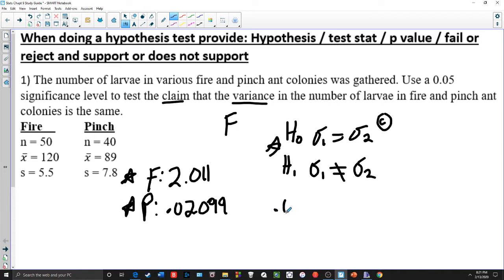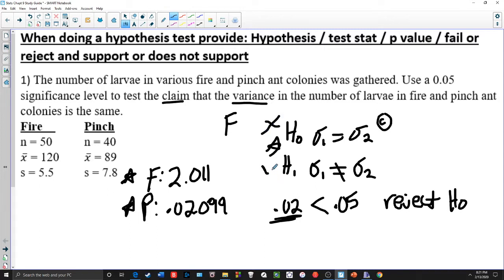So we have 0.02 compared to 0.05. Well, 0.02 is definitely less than 0.05, which means we're going to reject H0 because the p-value is low. So we reject H0 because it's a very rare chance of happening. So it's probably not H0, which in this case, since we rejected H0, that means we're going to support H1, which means that we're rejecting our claim. So we'd say that the data does not support our claim.